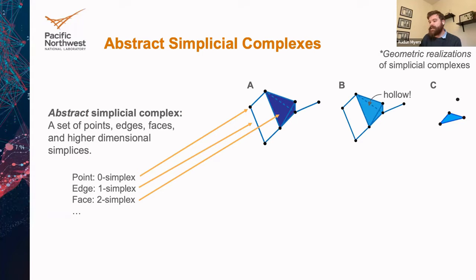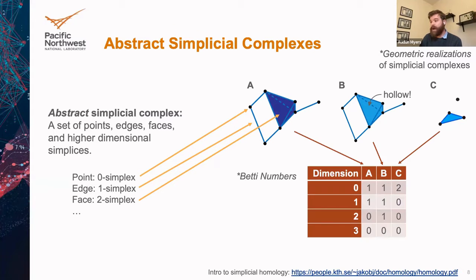So we can take these and study their shape using topology, using these Betti numbers again. In A, we can look at the Betti numbers in dimensions 0 to 3, where we can see there's one component. There's one hole here, so we have a Betti 1 of 1, and nothing higher. And then in B, it's very similar, except this is hollow here, so now we have a Betti 2 of 1. And then in C, we have 2 different components, so it is a Betti 0 of 2. So this is how we can use Betti numbers to study these abstract simplicial complexes.